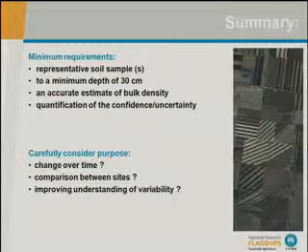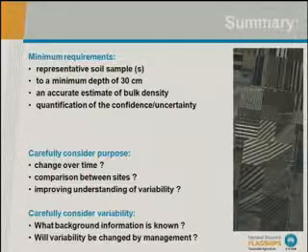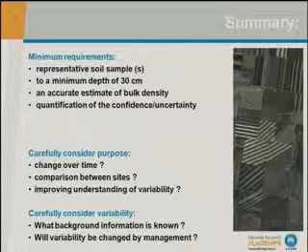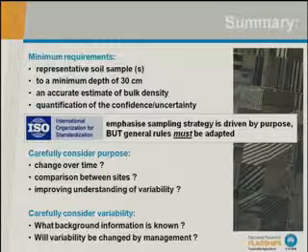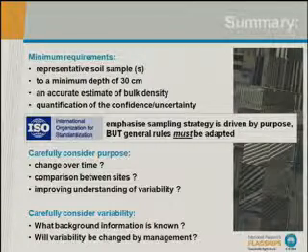It's important to carefully consider the purpose. So is the purpose of the soil sampling to look at change over time? Is it to compare two different sites, or is it to improve particular understanding of variability? Again, it's important to consider variability. So what background information is known that can be used to inform information on variability? And if there is a change in management practice, will variability change with that management through the two different sampling periods?